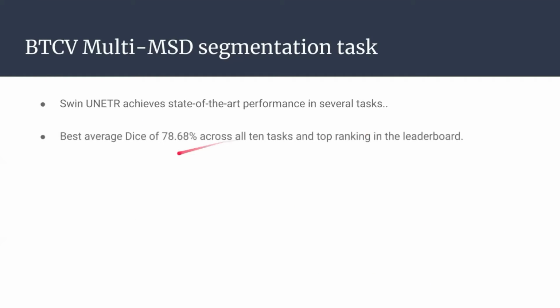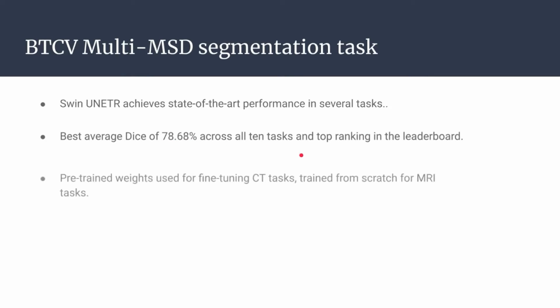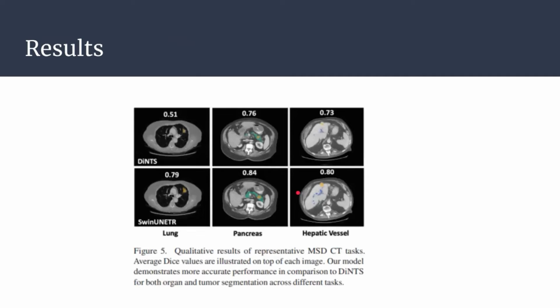And best average DICE of 78.68% across all 10 tasks and top ranking in the leaderboard. Pre-trained weights are used for fine-tuning CT tasks, and trained from scratch for the MRI task. So these are the qualitative results of representative MSD CT tasks. The average DICE values are illustrated at the top of the image. So these are the DICE values.